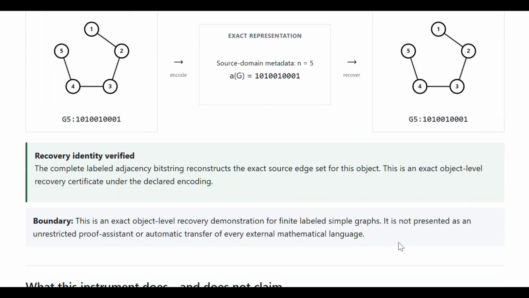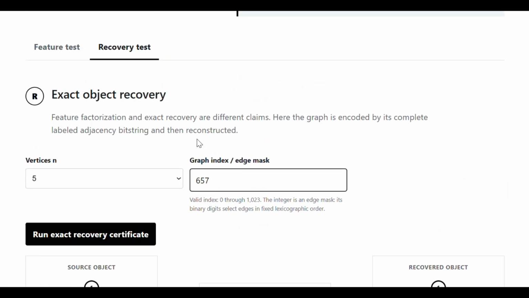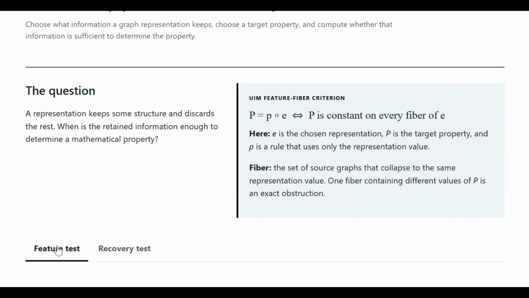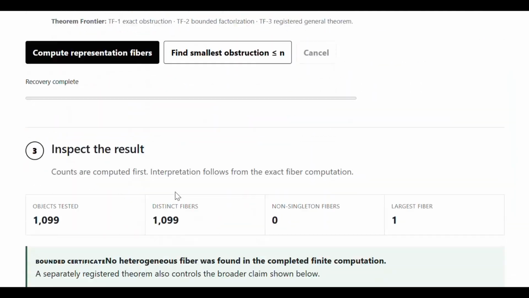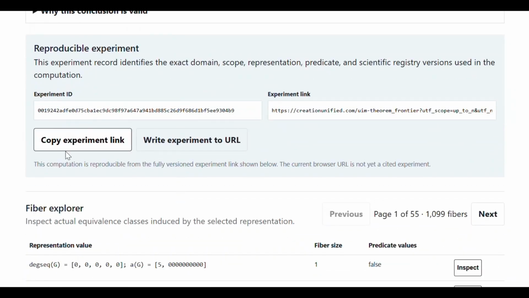It does not claim that every compressed representation is reversible, and it does not turn the browser into a universal proof assistant. Every completed experiment also receives a deterministic state identifier and a versioned state link. That means another reader can reproduce the same mathematical experiment, the same domain, representation, property, scope, and scientific registries, rather than merely looking at a screenshot of my result.